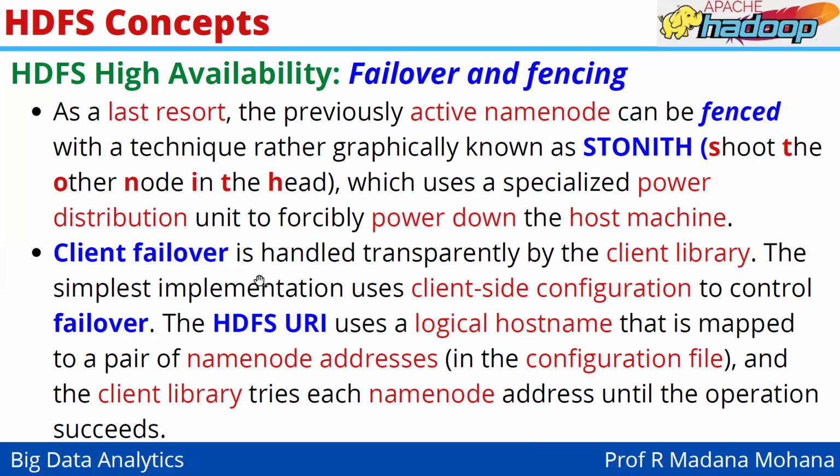Then client failover is handled transparently by the client library itself. The simplest implementation uses client-side configuration to control failover. The HDFS URI uses a logical hostname that is mapped to a pair of name node addresses in the configuration file, and the client library tries each name node address until the operation succeeds. So that is failover and fencing. So this is about HDFS high availability.